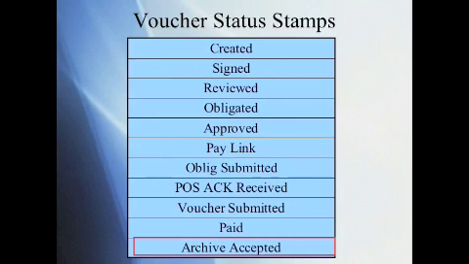The final is archive accepted, and as I said before, the archive accepted is just DTS's way of telling you they're going to maintain this travel claim for 6 years and 3 months. So if you happen to print the paper copy and you lose it, you can request a copy from DTS.